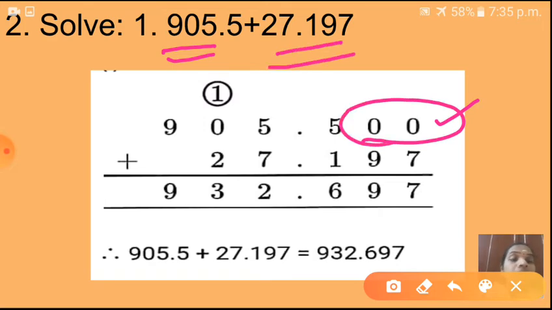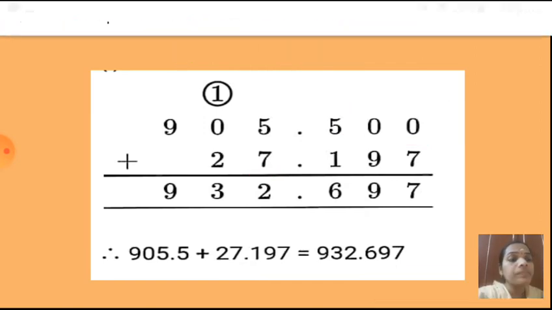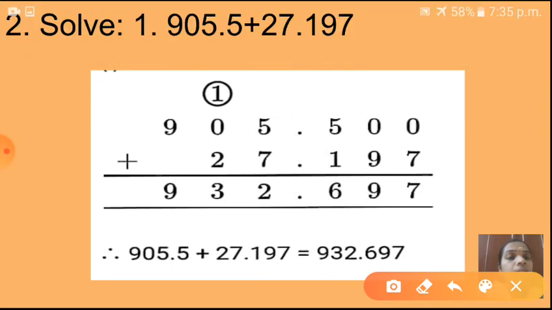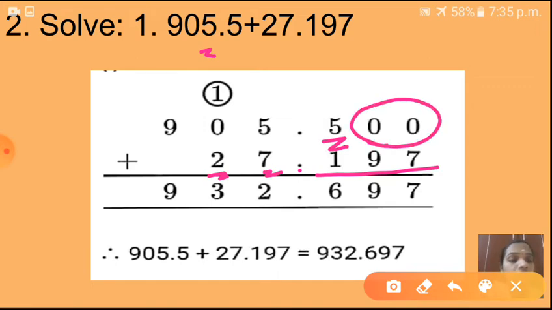Next number is what? 27.197. So 27, here 7 is in which place? Yes, unit place. So below 5 you have to write, because in the first number, 5 is in the unit place. And this one you have to write in the tens place. And here after the decimal point 197, and here only 5 is there, so I have written 0, 0. If you write 0 after the decimal point, the value is not changed, so I have written like this.